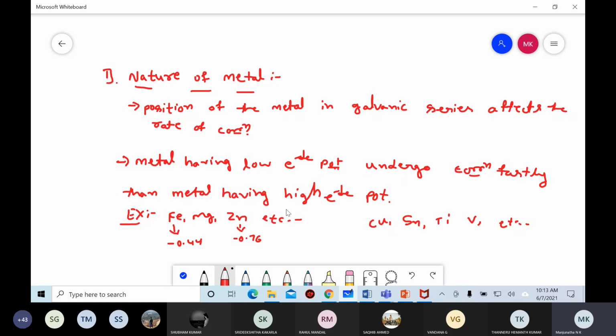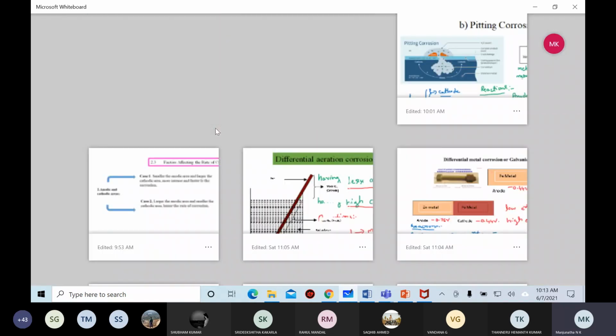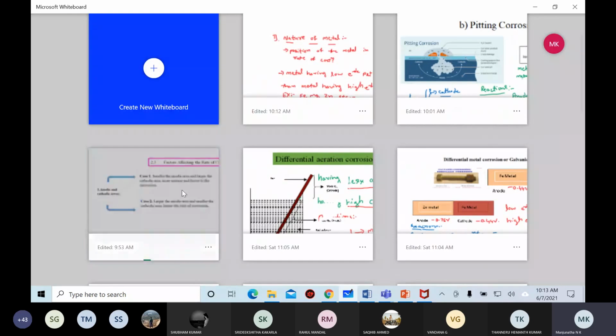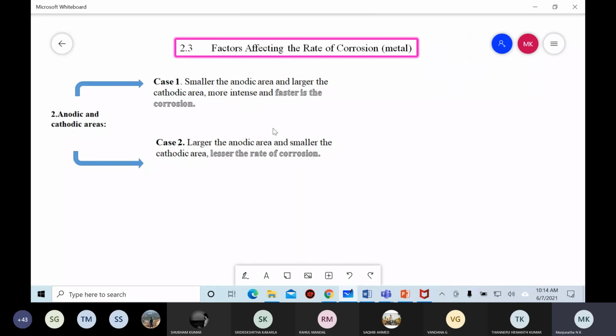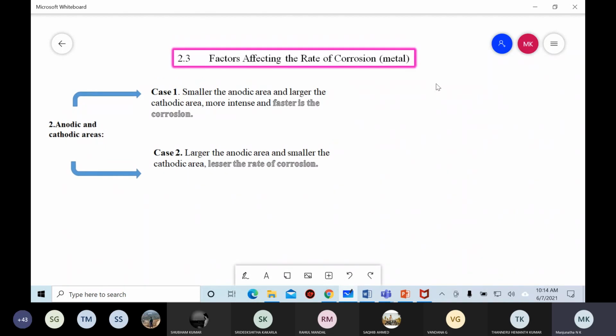After this nature of metal, coming to the second factor which affects the rate of corrosion, that is the nature of corrosion product. Generally, whatever oxide layer is formed on the surface of the metal is called the nature of corrosion product. For example, take an iron metal. Once iron is exposed to the environment, it undergoes corrosion.